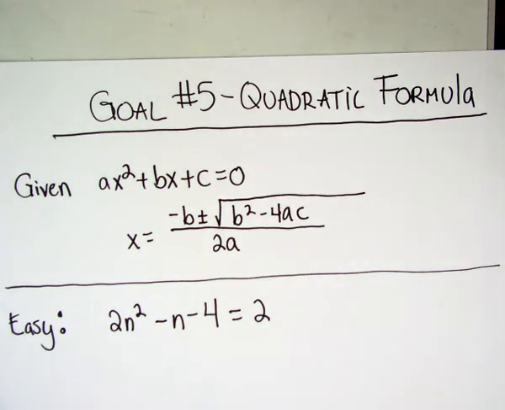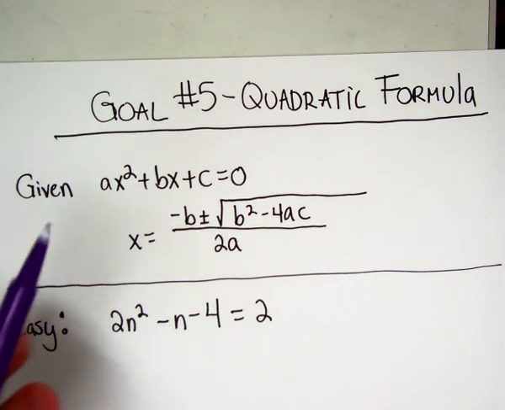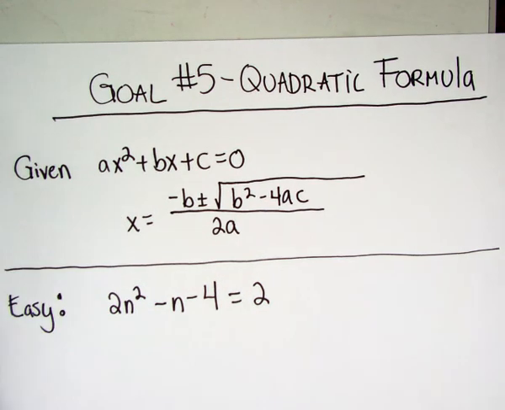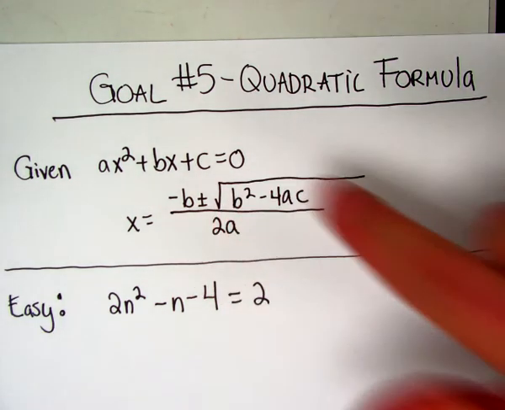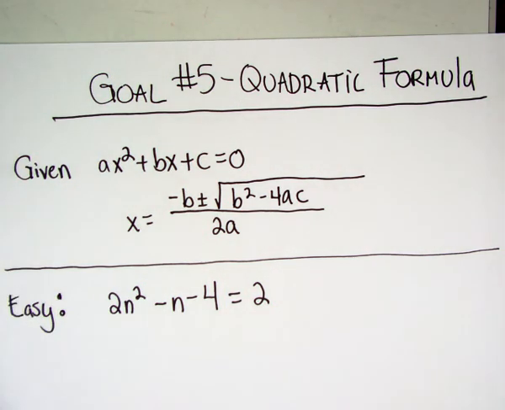Hello everyone. Here we are now with goal number 5, which deals with the quadratic formula. A quadratic, remember, is a trinomial that has a 2 for its degree, or a square. So what you have probably seen in the past is that with the quadratic formula, when you have ax squared plus bx plus c, this is a quadratic written in standard form.